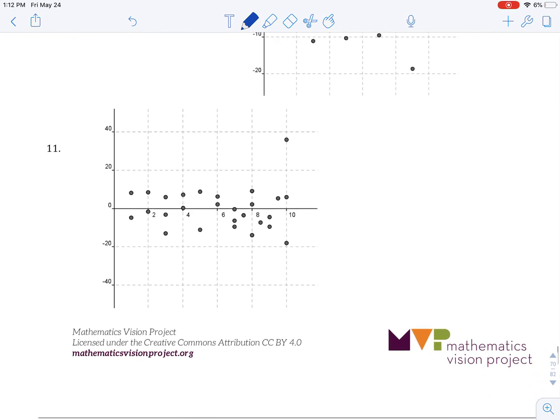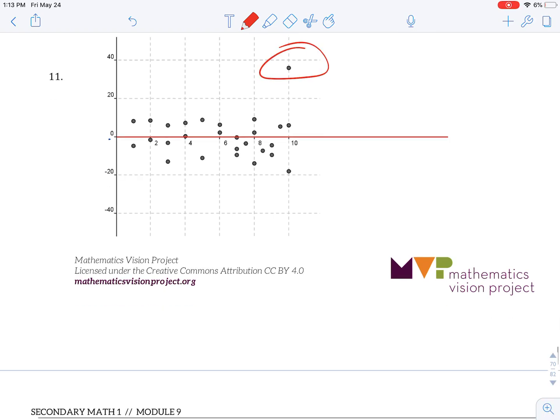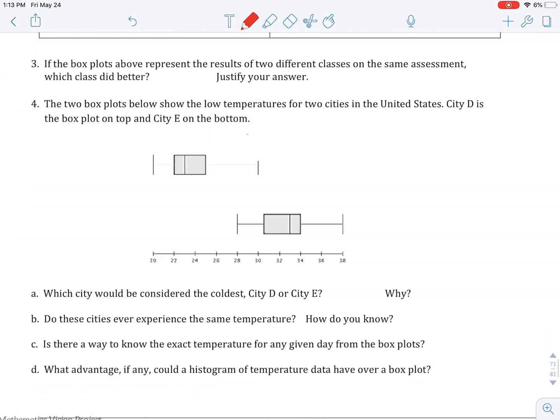What do you think about 11? The residual plot shows an outlier of 10, but the residual plot is distributed in a relatively random way that suggests that the linear model is pretty good. So remember, it's good if what? It's good if there's about the same amount of dots above as below, but that one is an outlier. Okay, that is our task for today.